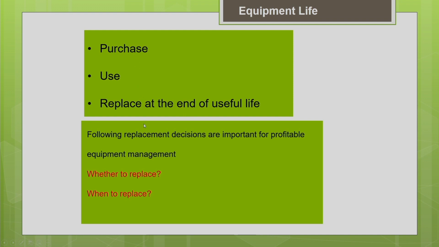For a profitable equipment management, there are certain decisions which are very important. One such decision is the replacement decision, whether to replace your old machine with a new machine or not. If you decide to replace, when to make the replacement? What is the optimum replacement time? These are two very important decisions which are to be made accurately from a profitable equipment management perspective.